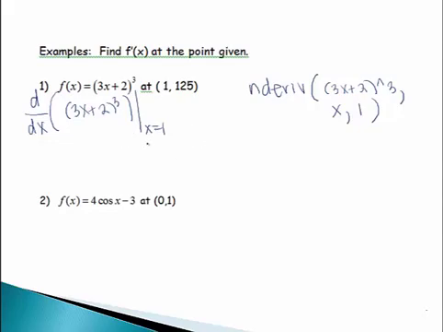Okay, so what that says is this. It's saying the derivative at the point x value of 1 is 225. And that means the slope would be 225 of my line.